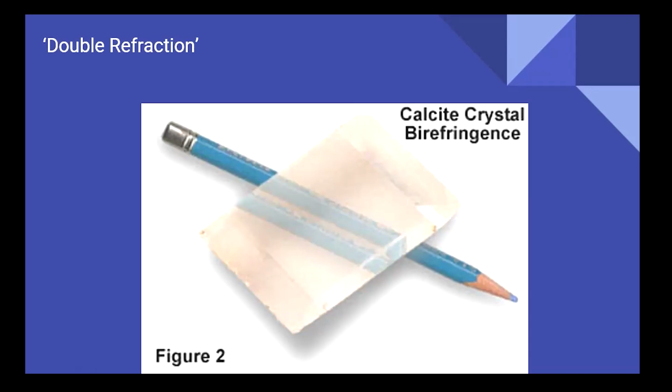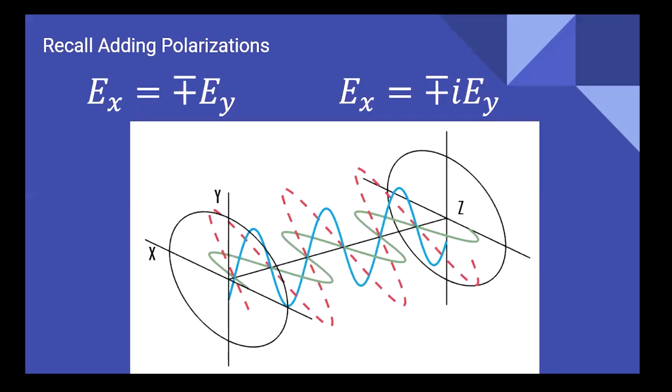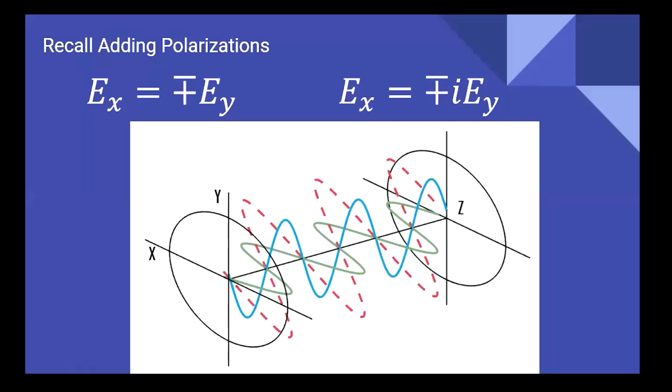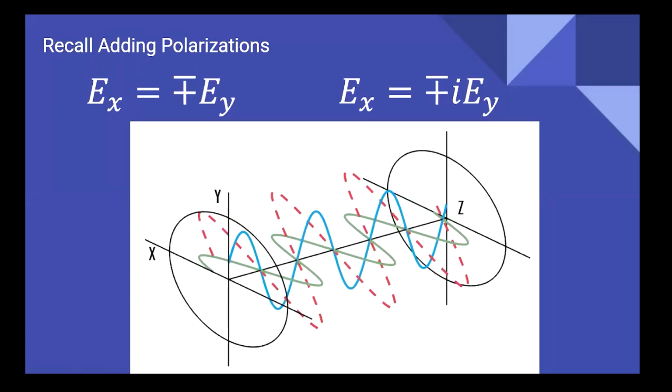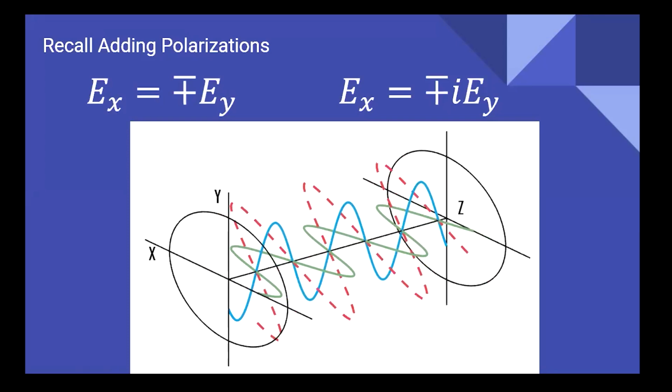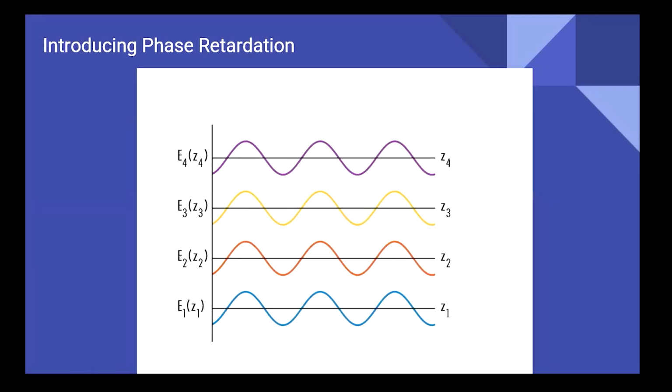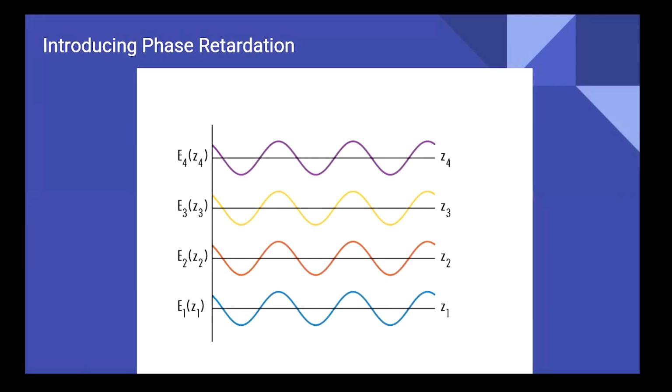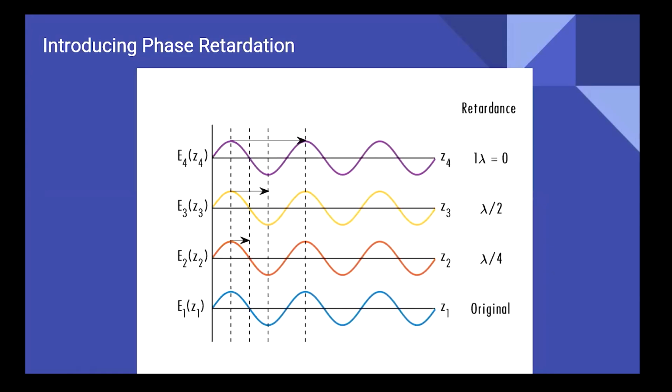So the key idea is that you can affect two orthogonal polarizations differently. Each of them sees a different refractive index, so each of them can be delayed differently. You recall that you want to add some polarizations to each other. I want to, in a sense, change from one state to another without killing it. So there's another method, what they call phase retardation, or basically just controlling the relative lag.